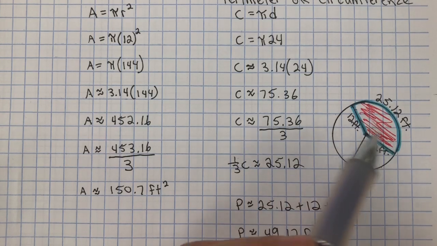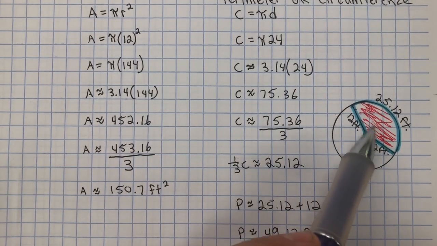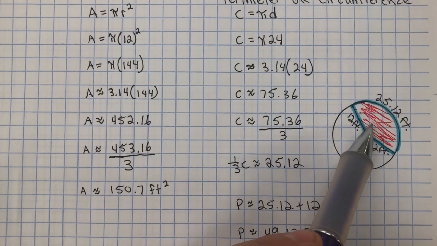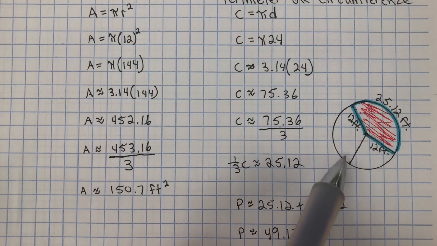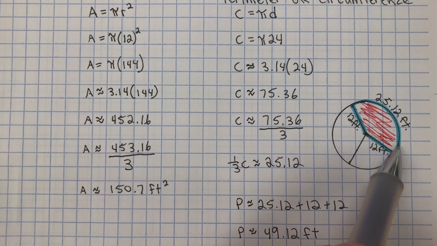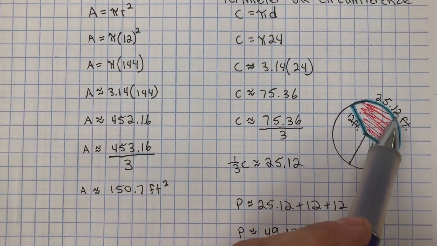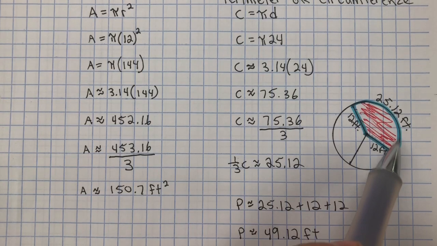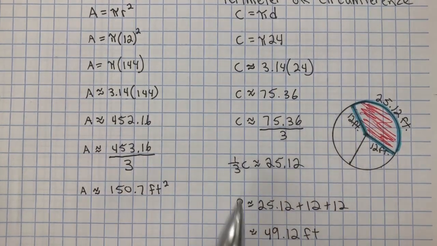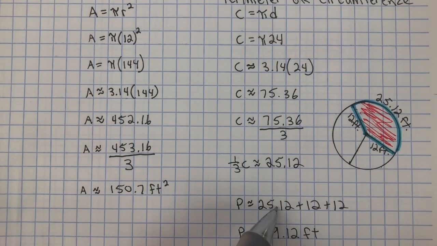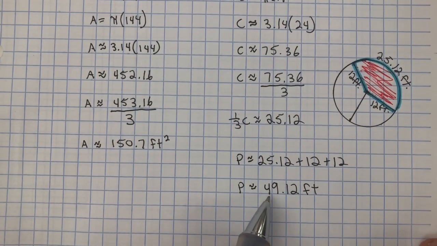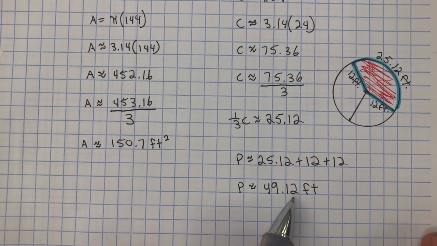It's right here. I know these don't look equal, but they're supposed to be equal. Just pretend they're 3 equal portions. I messed up. So we know that this arc is 25.12 feet. And then we want the perimeter of it, so then we add 12 plus 12 more, which I have done here. And so we get the perimeter is approximately 49.12 feet.